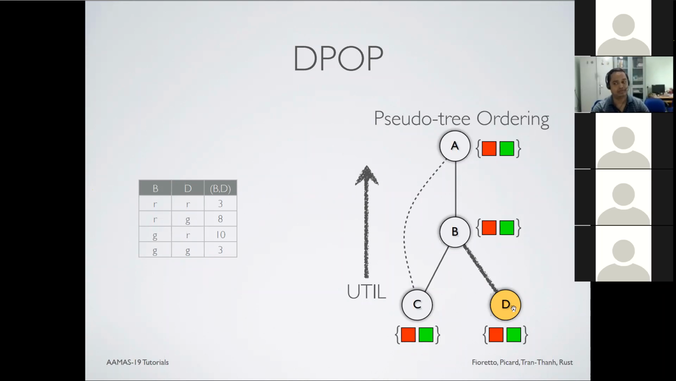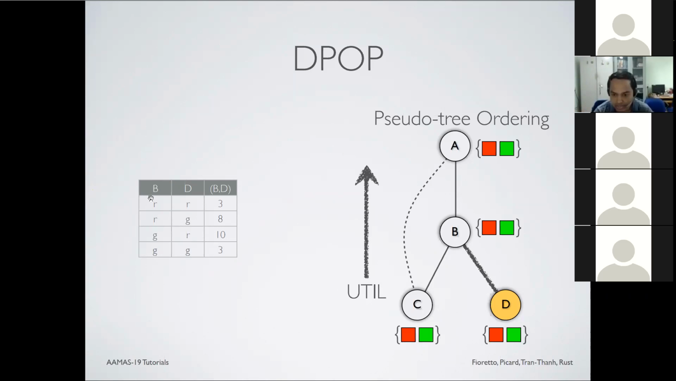So first take the values of D. What will be the values of D? D can choose either red or green. There are only two options because we are considering only two colors. So B can choose either the red color or the green color. If B chooses red color, then what can D do? D can choose either red color or green color.